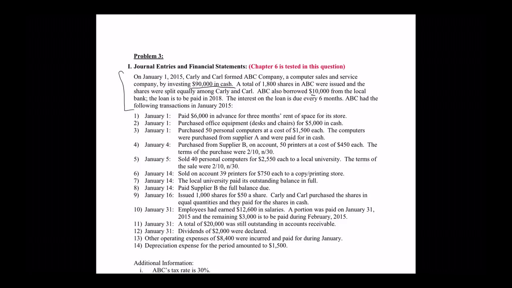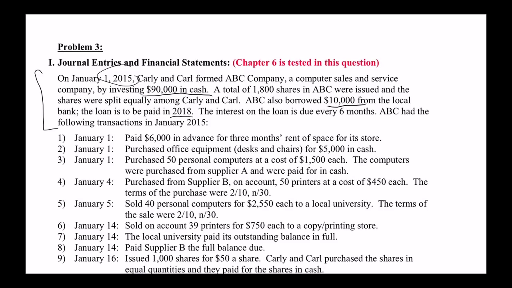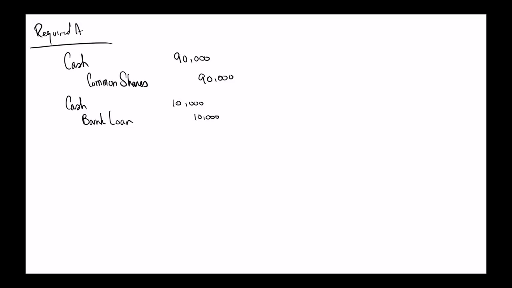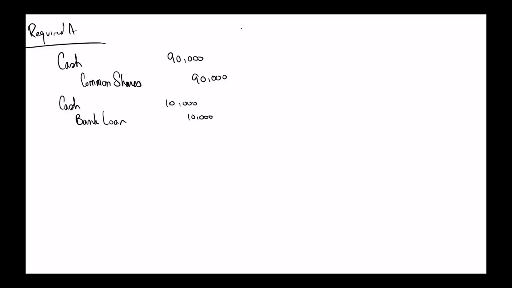ABC also borrowed $10,000 from the local bank. The loan is to be paid in 2018. So it's 2015 now, so this is a long-term loan, so it's going to be a non-current liability. But we are going to record the loan. So debit cash and credit bank loan for $10,000. And we're going to start T accounts for our main accounts, like cash.